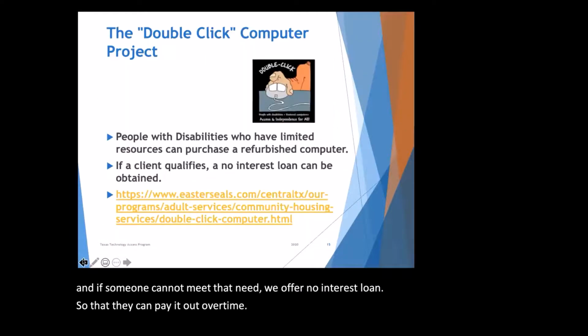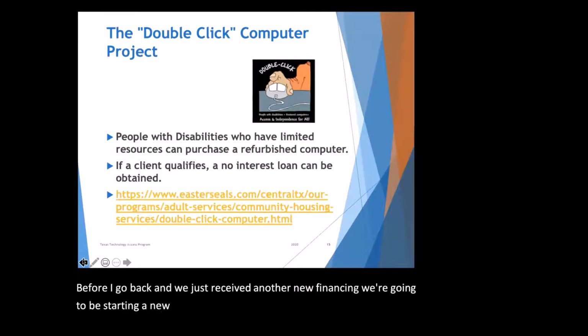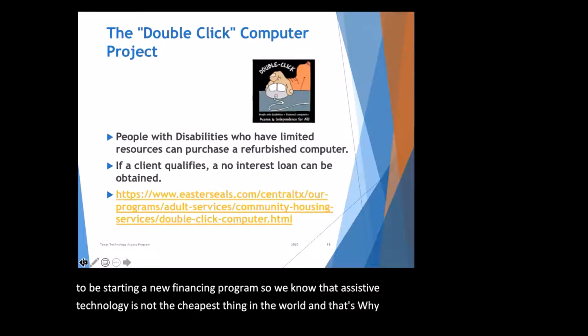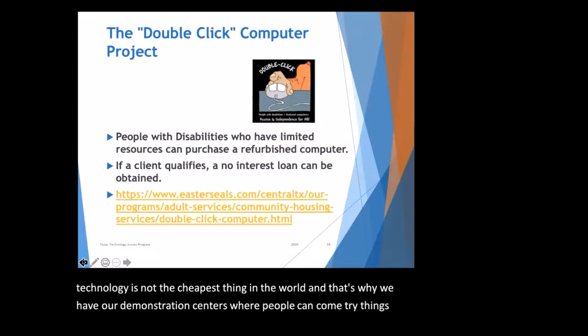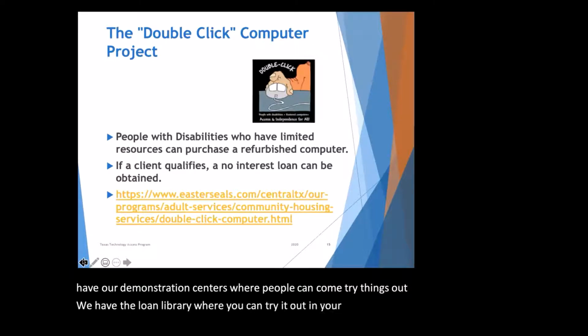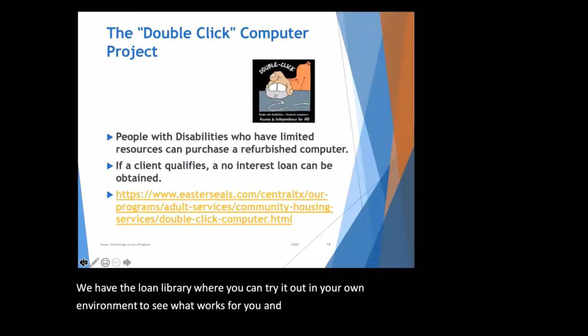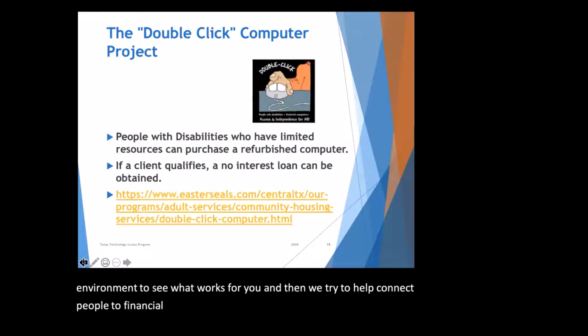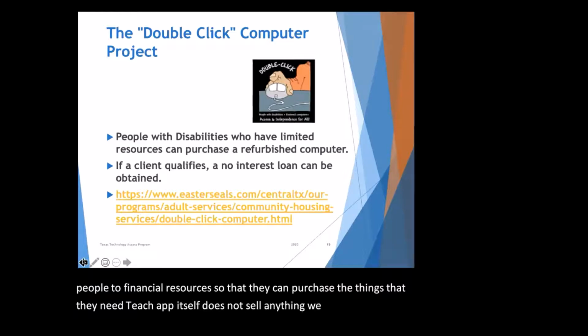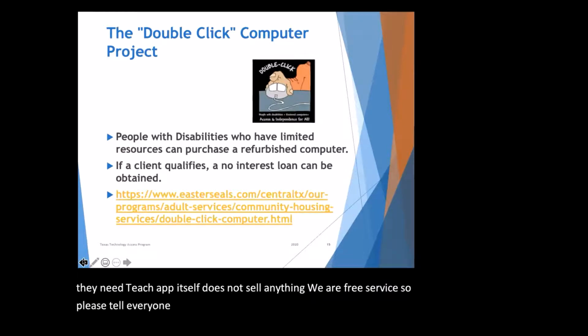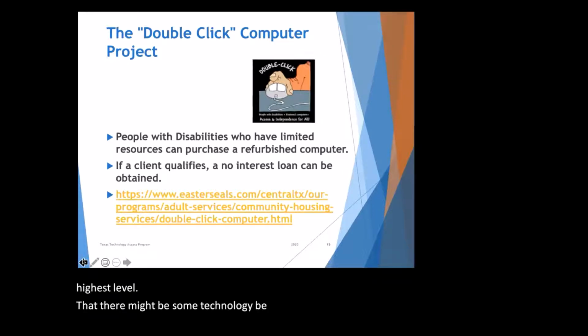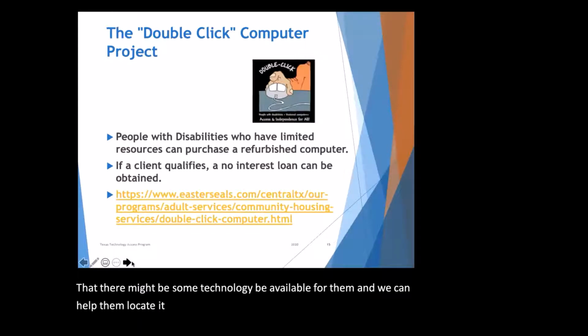Oh, and before I go back, we just received another new financing. We're going to be starting up a new financing program. We know that assistive technology is not the cheapest thing in the world. And that's why we have our demonstration centers where people can come try things out. We have the loan library where you can try it out in your own environment to see what works for you. And then we try to help connect people to financial resources so that they can purchase the things that they need. TTAP itself does not sell anything. We are a free service. So please tell everyone you know that if it's not functioning to the highest level, there might be some technology available for them, and we can help them locate it and get access to it.